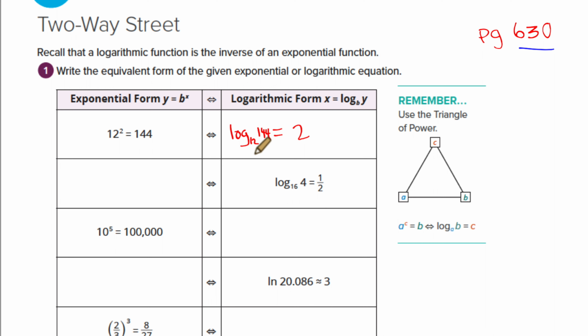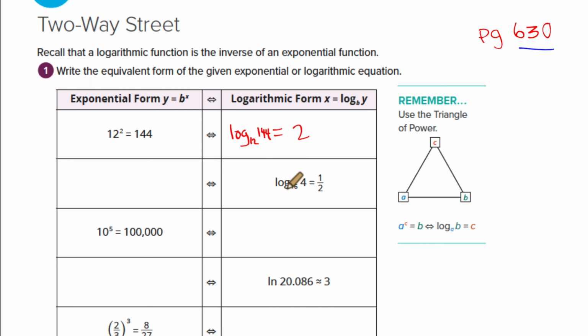And that means the only other place for the 144 is right here. That's called the argument. So the base, the argument, and the exponent. Exponent always goes by itself. These are two different equations, but they tell you the same relationship. Okay, so we can go from an exponential form into our logarithmic form. And guess what? We can go the other way as well.